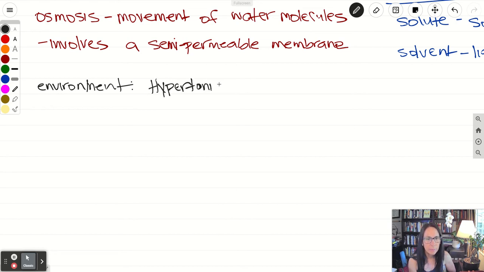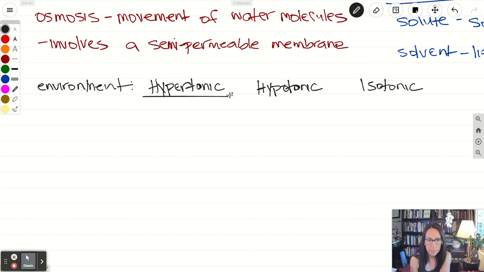Okay, I'm going to give you 3, and I'm going to explain it, and I'm going to draw a picture. So your environment could either be hypertonic, it could be hypotonic, or isotonic. Okay, these are the 3 options. And what this is talking about is in regard to cells in a solution, and it's only talking about the solution that the cell is in.